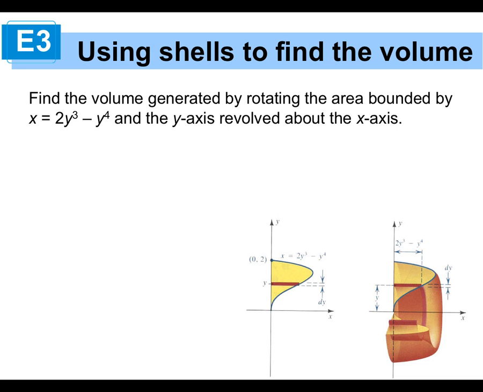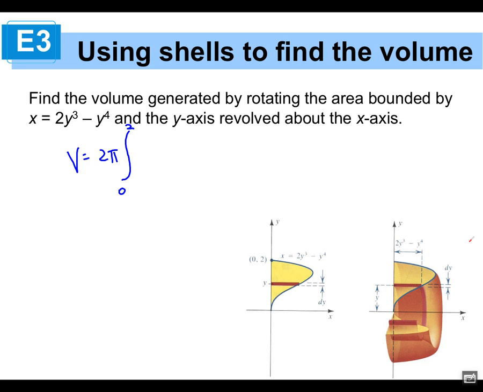It's parallel to the x-axis, so we're using shells again, because we're in the section on shells, and it says using shells to find the volume. And now we just start doing it. Okay. Volume is equal to 2 pi times the integral. We'll go in order this time. We're taking the integral from where to where? 0 to 2.